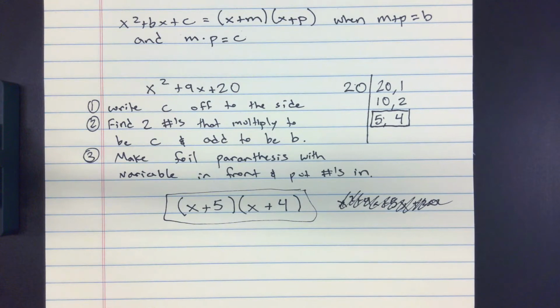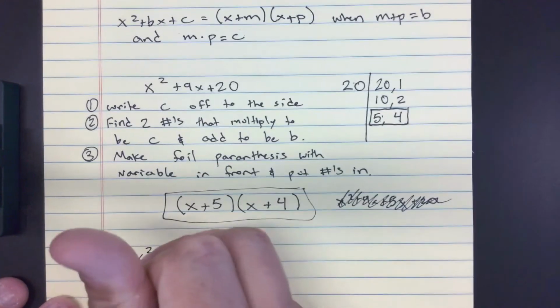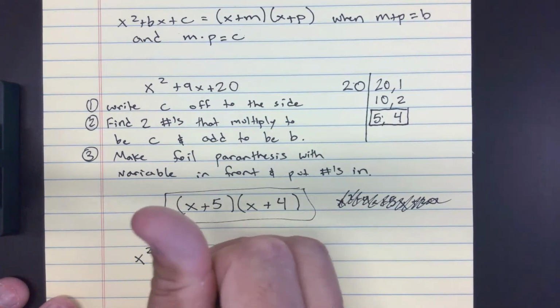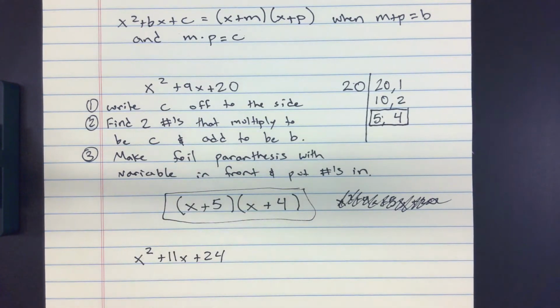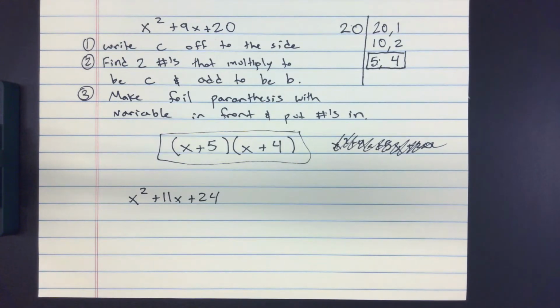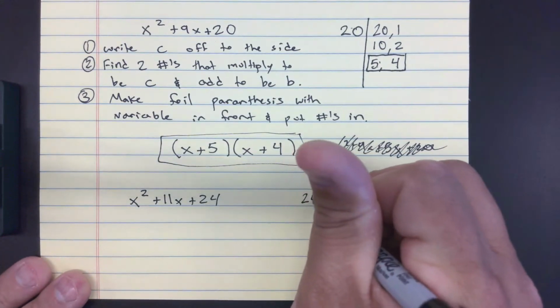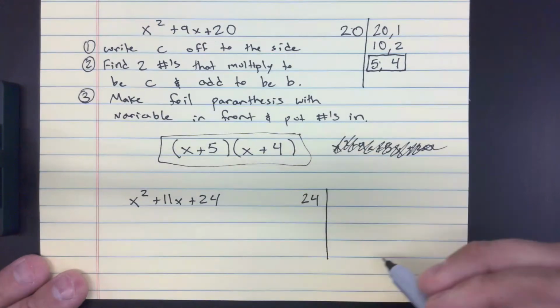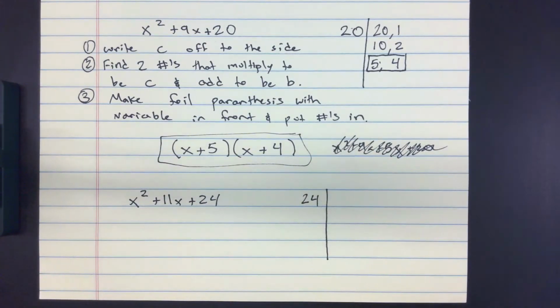Okay, let's do another. X squared plus 11x plus 24. So we take C, we write it over here to the side, and we start testing numbers. Now most of you, who in here already knows the numbers? Raise your hand as soon as you figure out what two numbers multiply together to be C and add together to be B.